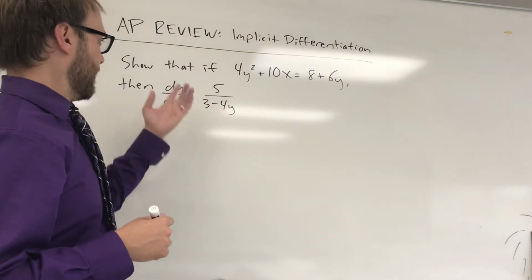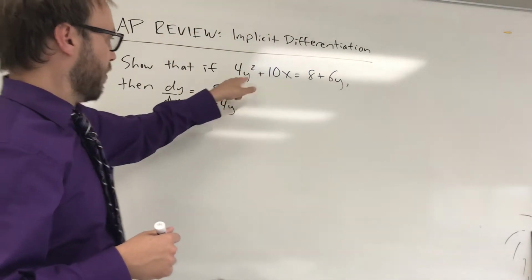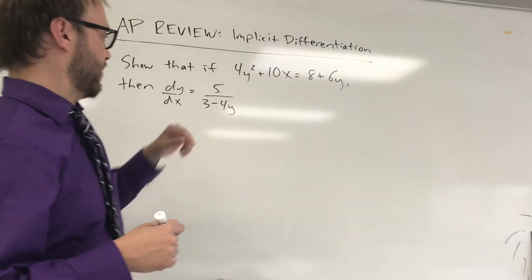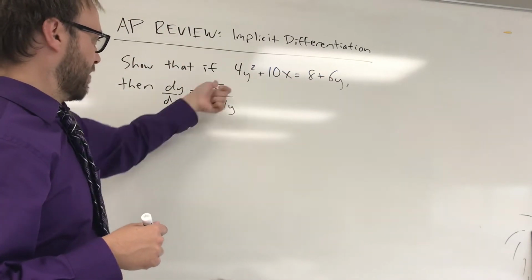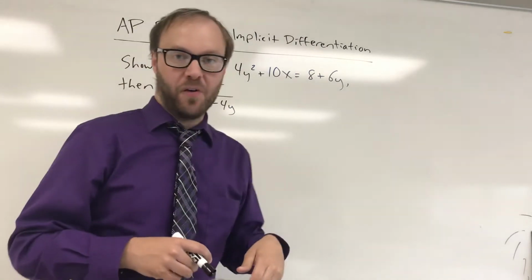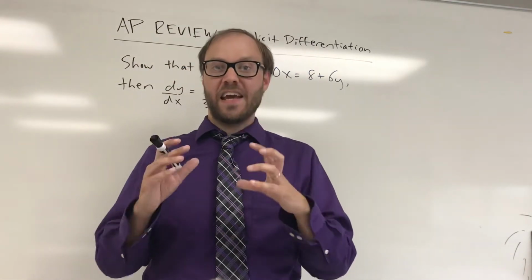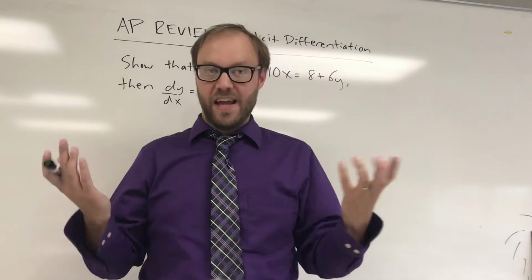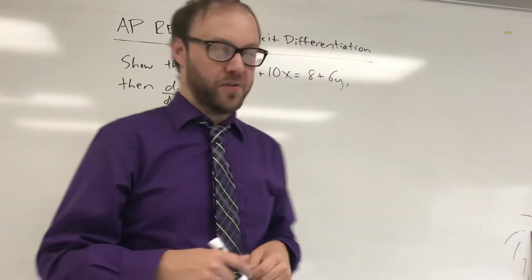So let's say they give you a problem like, show that if 4y squared plus 10x is equal to 8 plus 6y, then dy dx is equal to 5 over 3 minus 4y, okay? The challenge to this is you've got to get it into that form. But again, the nice thing is there's a little bit of a checking factor built into it as well.